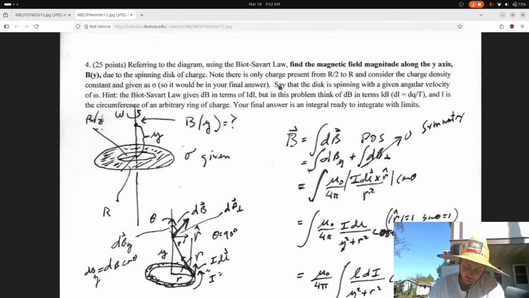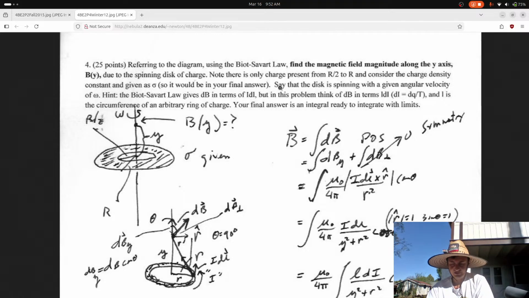So hold on. B is equal to the integral of dB by the principle of superposition, which is equal to the integral of mu 0 over 4 pi times L dI cross r vector over the norm of r cubed. Now we know what dI is, and we know what L is, so this can just go in here. What is the direction, though?